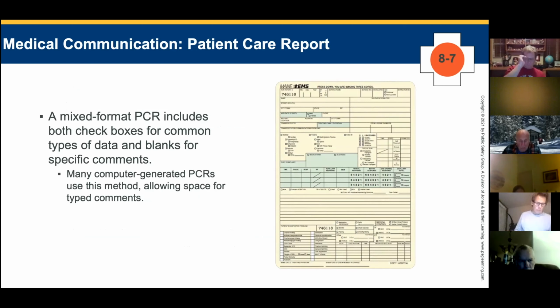Again, this is a form that we're not using. That's a mixed one with check boxes. We don't use it, it's in the book.